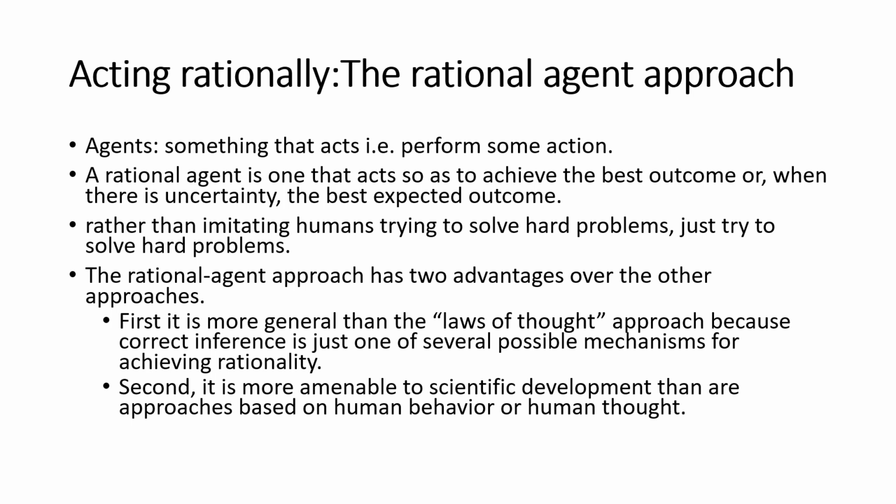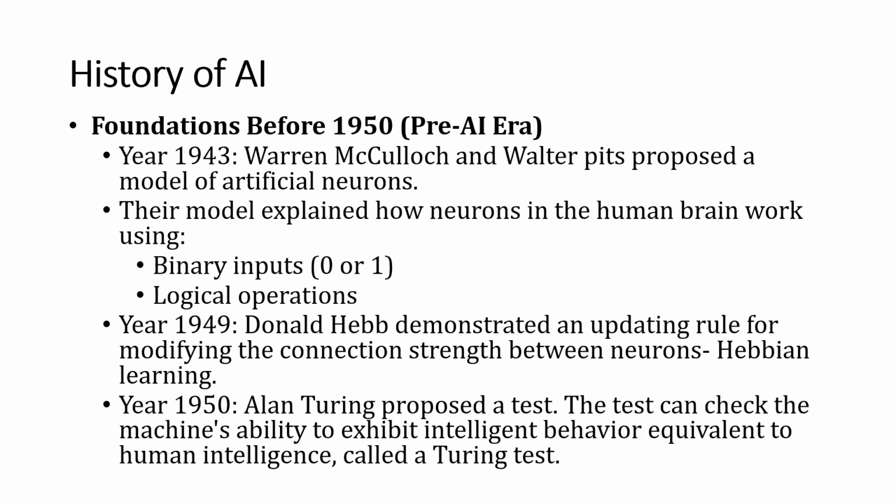That is acting rationally. For example, we can say self-driving cars, chess playing programs, autonomous robots, and intelligent recommendation systems. So we can say that acting rationally is the most widely accepted definition of AI today. Next, we will discuss the history of AI. We will start from the foundations before 1950. That period we can call the pre-AI era.